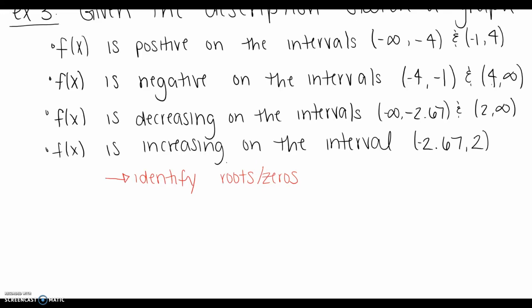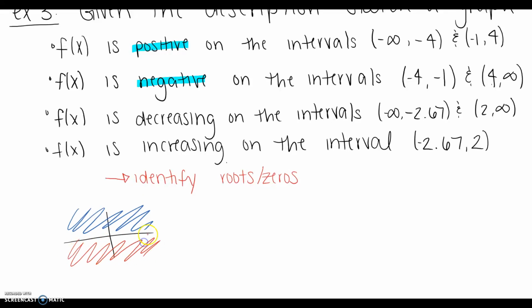So then we don't have to write them as a coordinate point. If we're going to identify any roots or zeros, that's going to be based on positive and negative intervals. Because remember, positive is above the axis, negative is below the x-axis. So if something's positive between negative infinity and negative 4, that means it's going to go through the axis at negative 4.